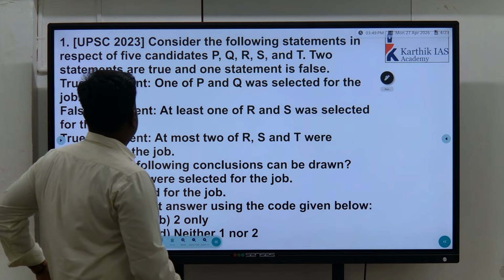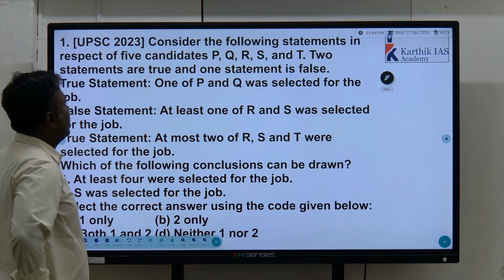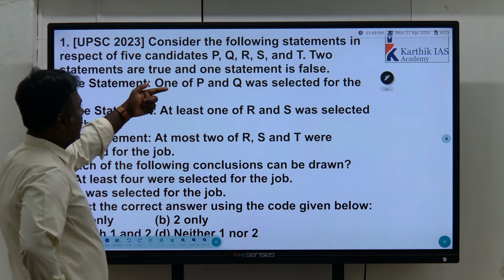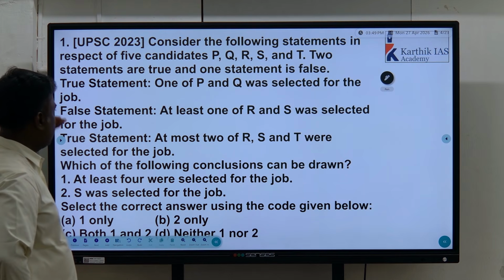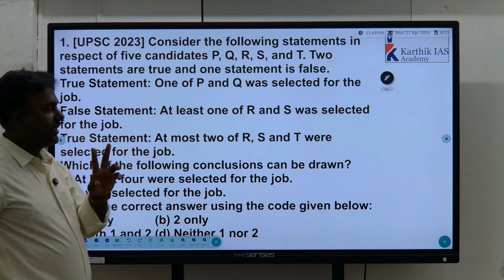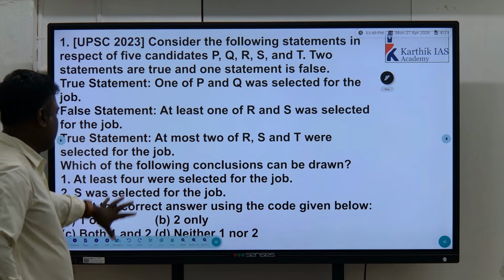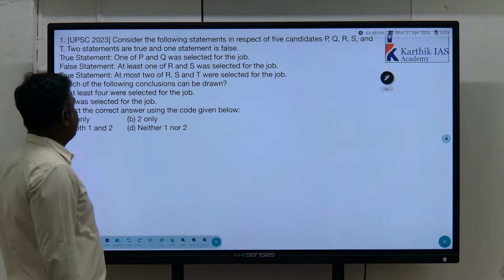We'll see this question from 2023. Consider the following statements with respect to 5 candidates, P, Q, R, S, T. Two statements are true and 1 statement is false. Based on that, some conclusions they are asking. Okay, we'll see one by one.